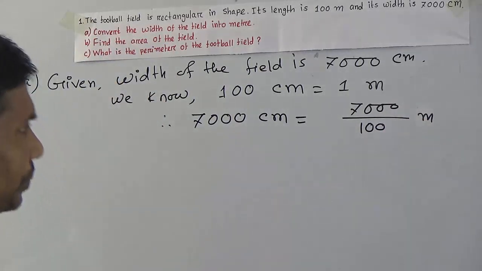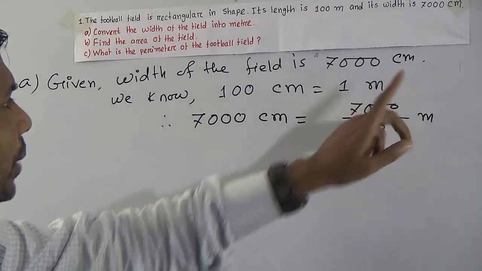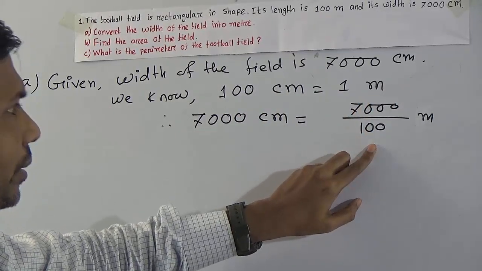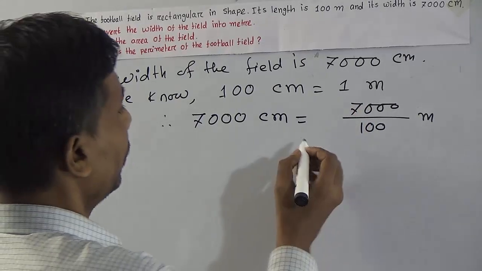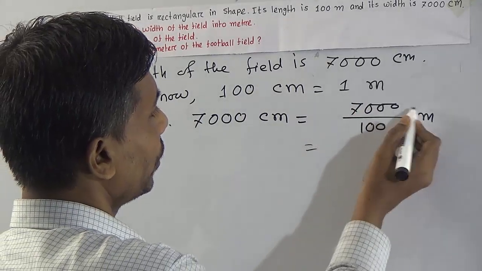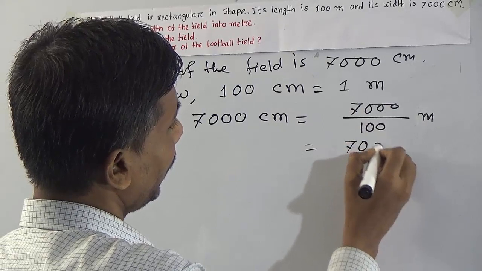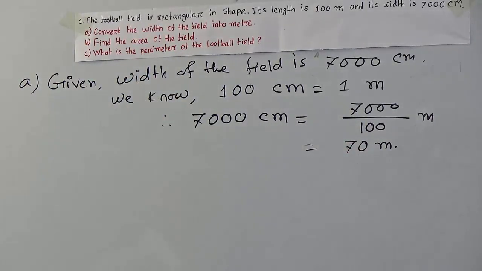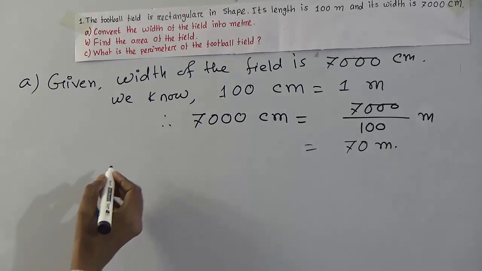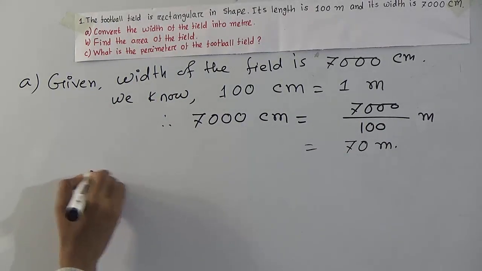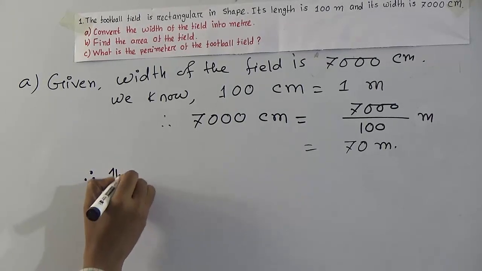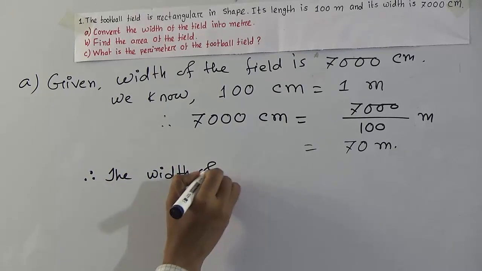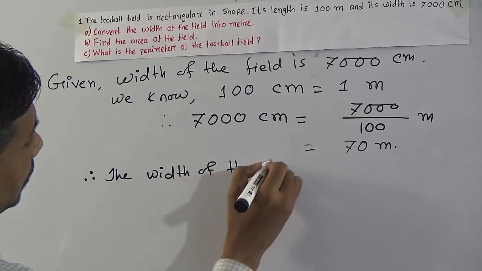Okay student, look, we know 100 centimeters equal to 1 meter. Therefore 7,000 centimeters equal to 7,000 by 100. Now divide, the zeros vanish, then we get 70 meters. And 70 meters is the width of the rectangular field. Okay, now write the width of the field is 70 meters.